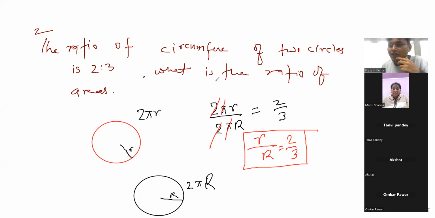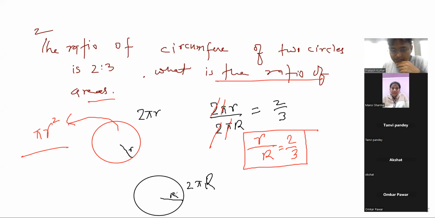Now what is the ratio of areas? The question is the ratio of areas. So this circle will have the area of pi r square, and what is the area of this one?